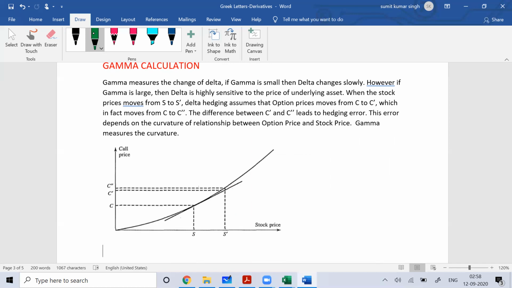One minute, everyone please read this. You'll understand what gamma is all about.